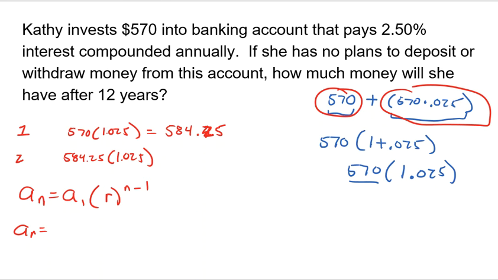Sorry about that. Okay, hit the wrong button there. So when we talk about the first term, we talk about how much money she had after 1 year. So that's 584.25.